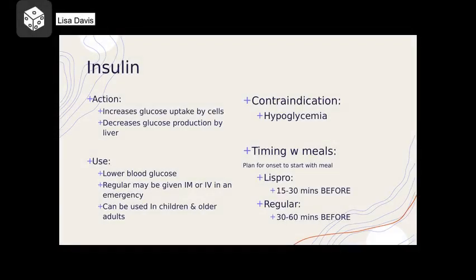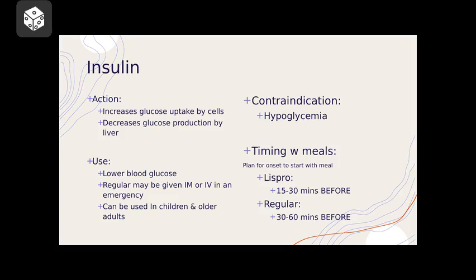So speaking generally about insulin, the action of the insulin is going to be increasing glucose uptake by the cells. Remember, it opens up the gates, that way the cells can use that insulin. It is also going to decrease the glucose production by the liver. Remember, when insulin's high, glucagon is decreased. So I'm going to use insulin to lower blood sugar. I can give regular insulin IV. Remember, regular insulin is the only one that I could give IV in an emergency.